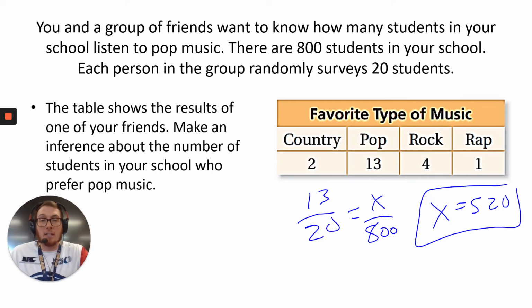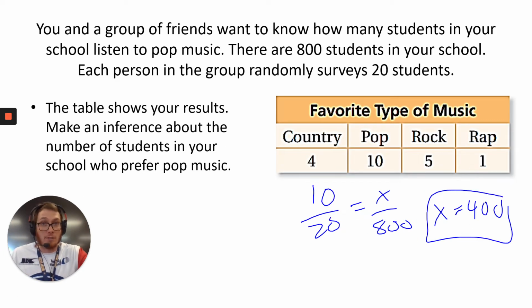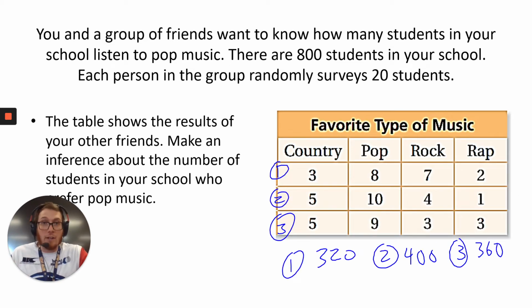One of my friends collected data from 20 random people in the school, and now their inference is a little bit different. They got 13 out of the 20, and so if you do your cross-multiplying technique with 13 out of 20 instead, you'll end up with 520 people that prefer pop music compared to mine, which was just 400. 3 more friends actually did the same exact experiment, collected data, and they ended up with different answers even than the 2 of us that already did it.